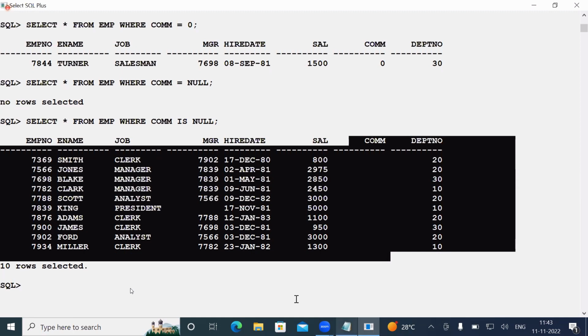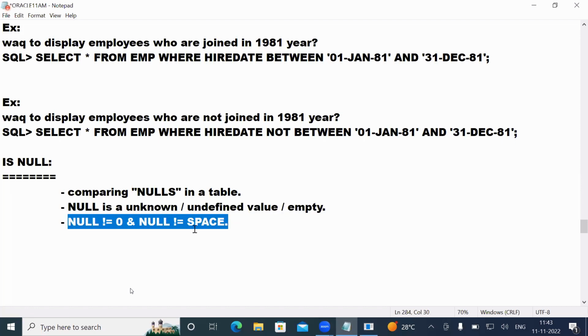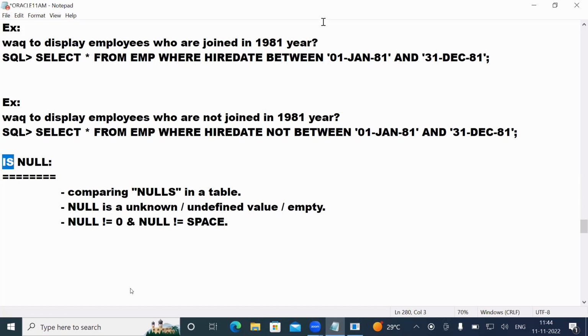So that means null is unknown, undefined, or empty. It is not equal to 0, not equal to space. If it is equal to 0, then the equal operator is supported. And if it is a space, then space can be counted. In a database, space is countable, which I will show you next class. Countable means it is also some value. But unfortunately null is not equal to 0, not equal to space. So to find these kinds of empty blocks, people introduced the IS keyword.